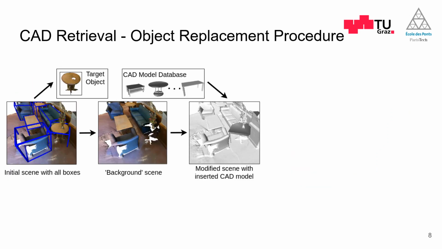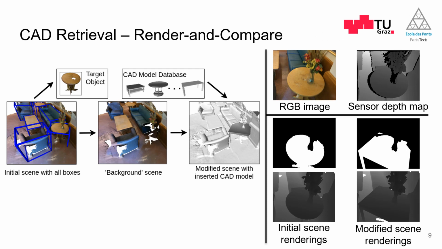To generate these observations, we first replace the target object in the scene with a CAD model from the CAD model database. This is done by removing all 3D points in the scene which are part of the target object. Then we directly insert a suitable CAD model from the CAD model database. An example of the observations from the modified scene is shown on the right. By comparing these depth renderings to the sensor depth, it is possible to select a CAD model which fits best to the real object.